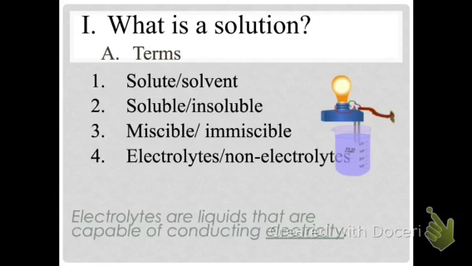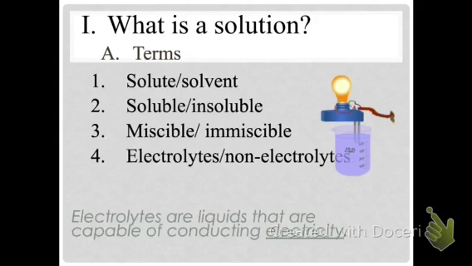And then you've got the last set of terms, electrolytes and non-electrolytes. Electrolytes are liquids that are capable of conducting electricity. And so when you're looking at the picture, you've got these two electrodes coming down into this solution. And the reason is because the solution has broken into positive and negative ions. And that negative ion there, those are actually electrons. And if there are enough electrons in that solution, then it will be able to complete that circuit and the light will get turned on.